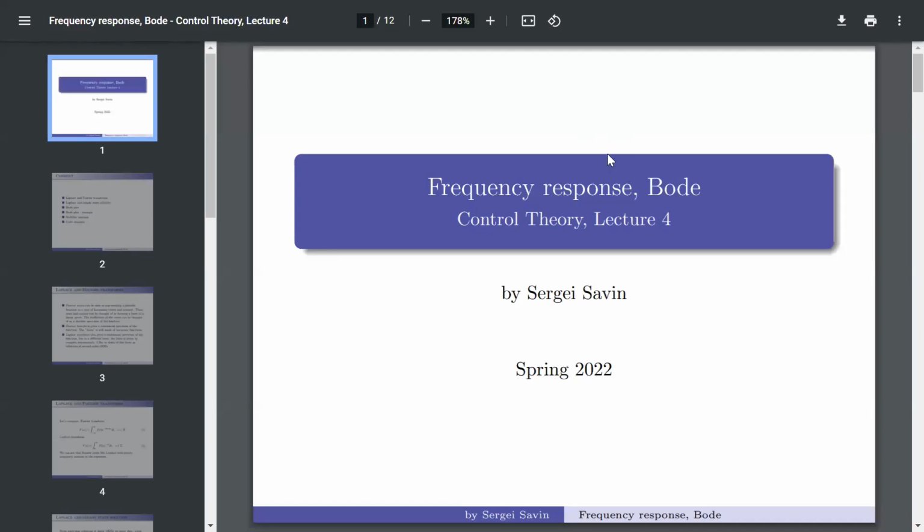All right, so frequency response in Bode. Let me start by quickly giving you an idea where we want to go today. Last time we discussed transfer functions, and we understood them as just yet another way to represent ODEs, yet another way to represent systems that we will want to control soon.